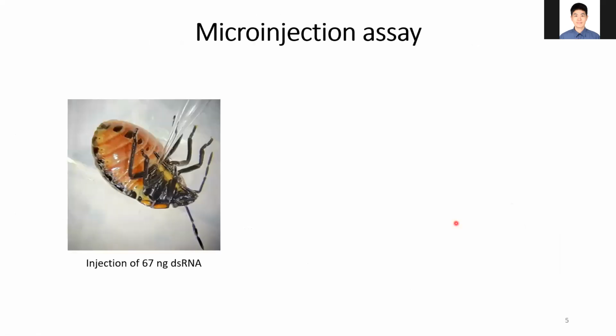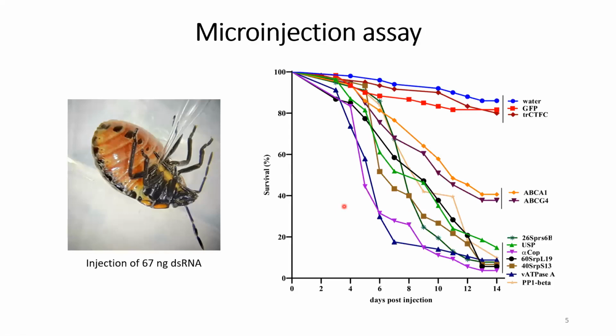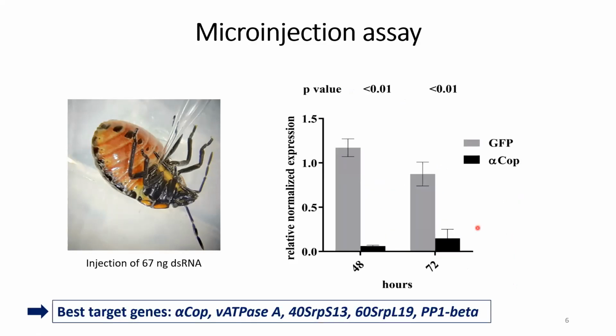In the microinjection assay, we screened 10 genes in total, and 67 nanograms of each gene's dsRNA was injected into the second instar of this pest, which was then observed for 14 days. We saw that the effect was divided into 3 different ranges. The first had no effect, and the mortality was not different from the GFP and water controls. There was a moderate effect where the mortality was between 60 to 70%, and finally a group where the mortality was above 90%, which shows a higher effect by microinjection. Further, we also confirmed the functionality by qPCR, which shows that the mRNA is suppressed upon injection.